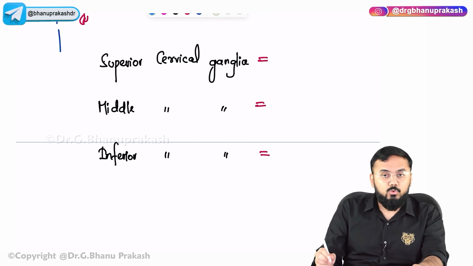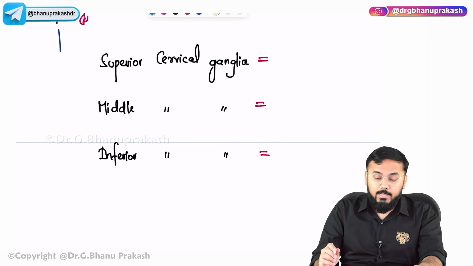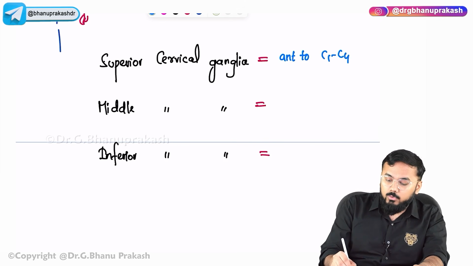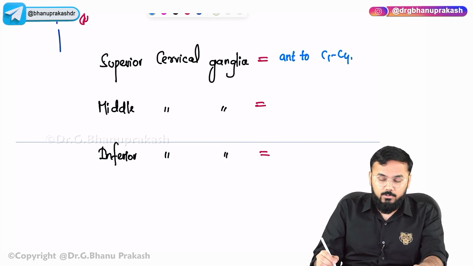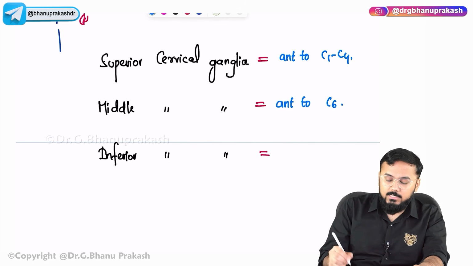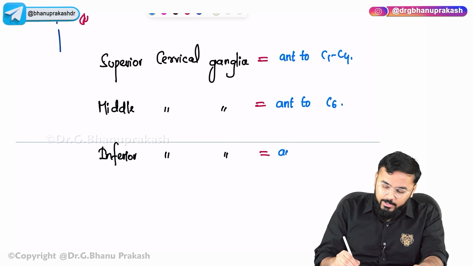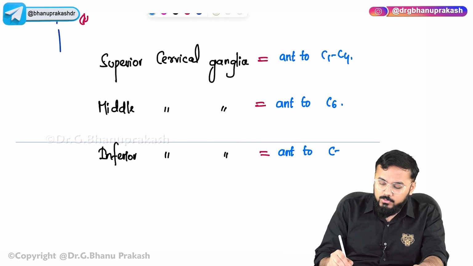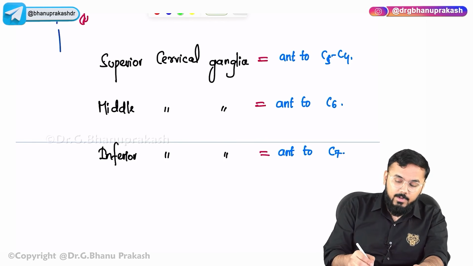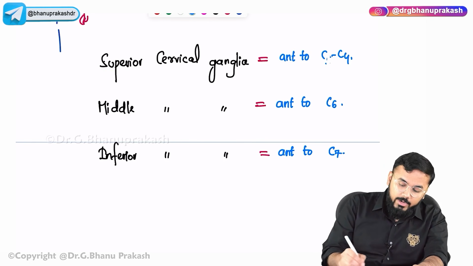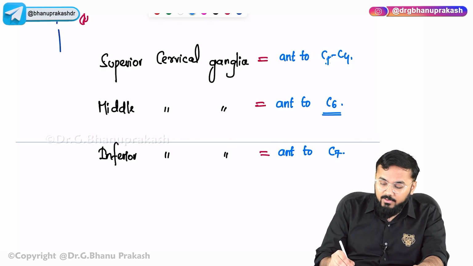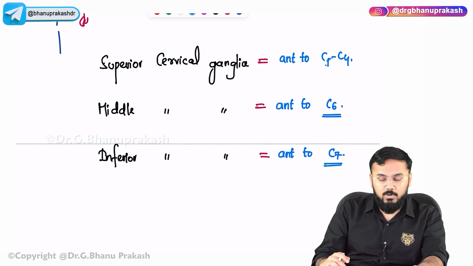Now, where are these superior cervical ganglia located? They are located anterior to C1 to C4 vertebra. Where is middle located? Anterior to C6. Where is inferior located? Anterior to C7. It is located in front of C1 to C4 vertebra. Middle is located in front of C6. In front of C7 you have got the inferior.